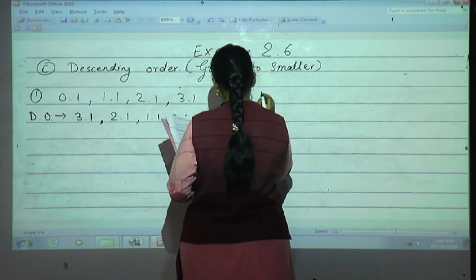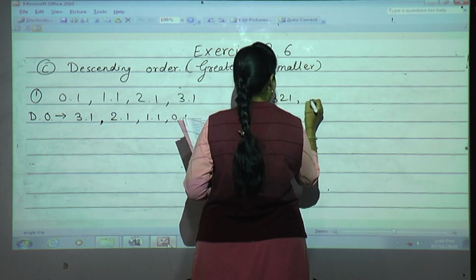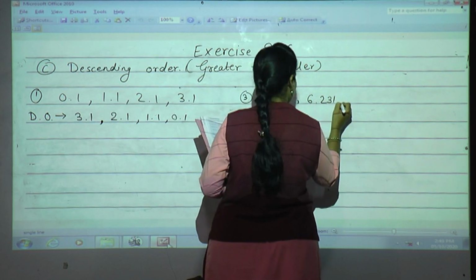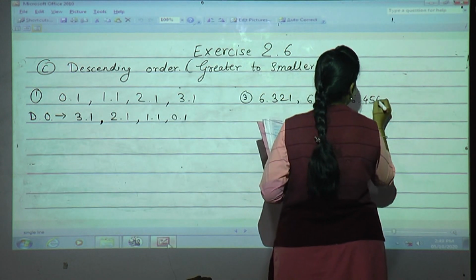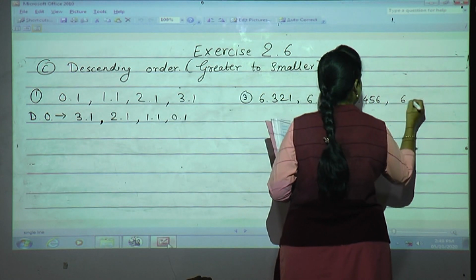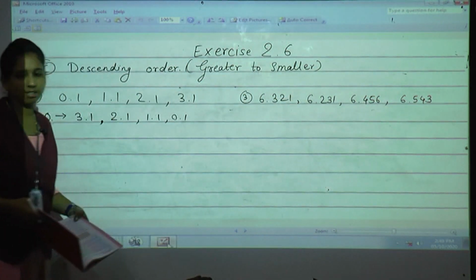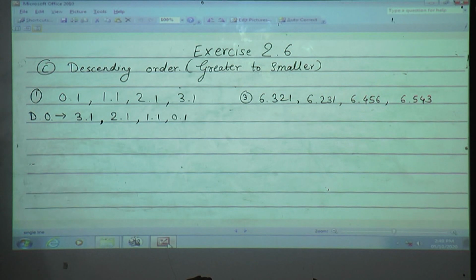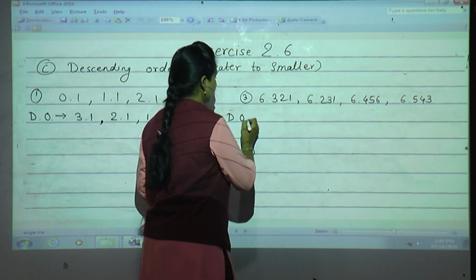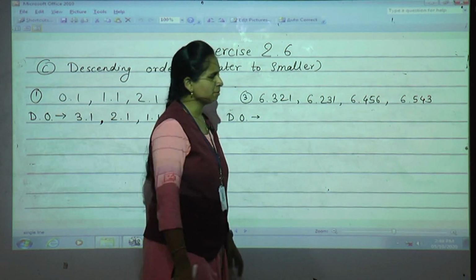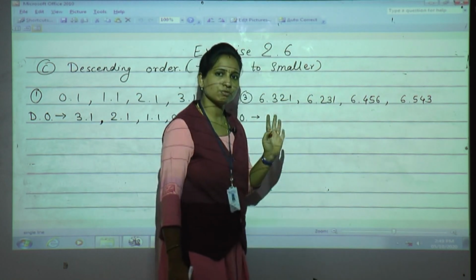See the third one: 6.321, comma, 6.231, comma, 6.456, comma, 6.543. Okay, this is the question. Now we have to arrange these numbers into descending order. Now do we need to convert into like decimals? No, because after the decimal 3 places are there, 1, 3, 3, 3. We just need to compare.